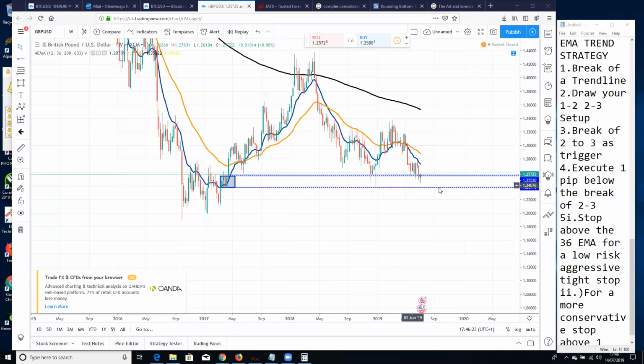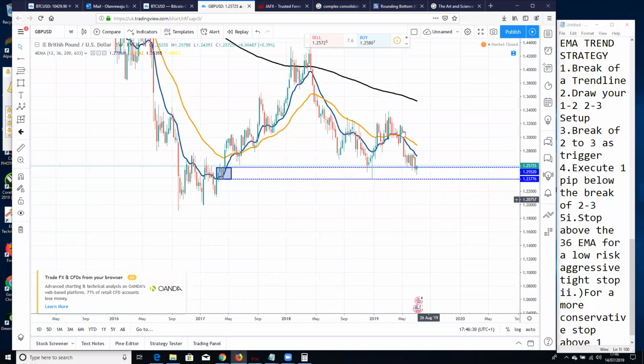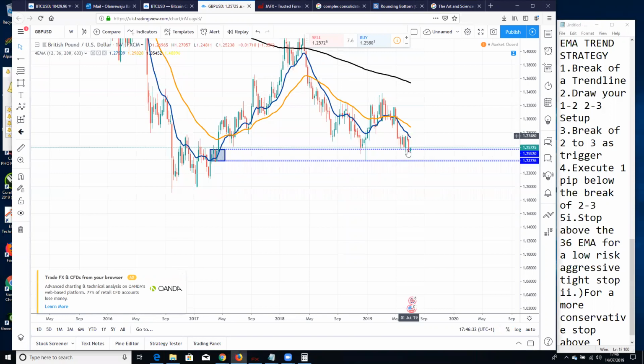What is the second mistake? So you are late into this. A retail trader, we do what? We now start to sell after a drop.